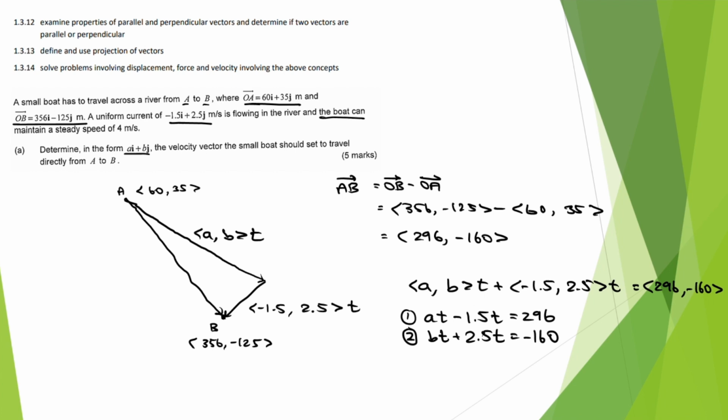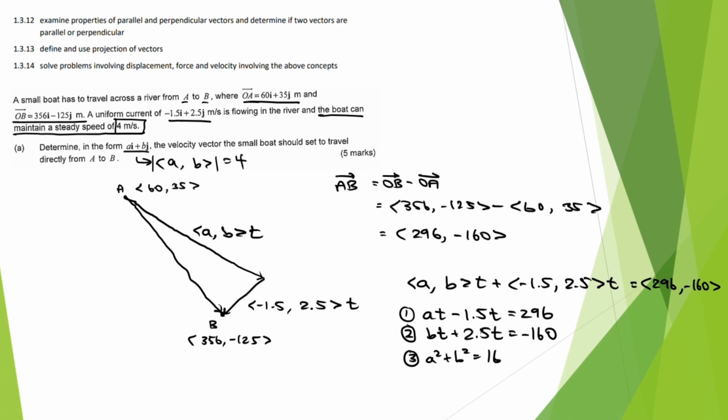Namely, here the boat can only maintain a steady speed of 4 meters per second. That implies that my magnitude of AB must be equal to 4. Okay? And the way I can write that is A squared plus B squared is equal to 16. Okay, so 4 squared, that is. And if I plug this into my ClassPad, I should be able to get my solution.